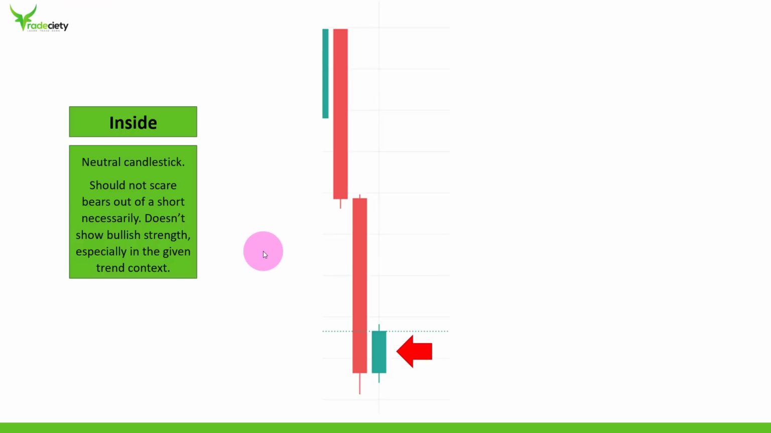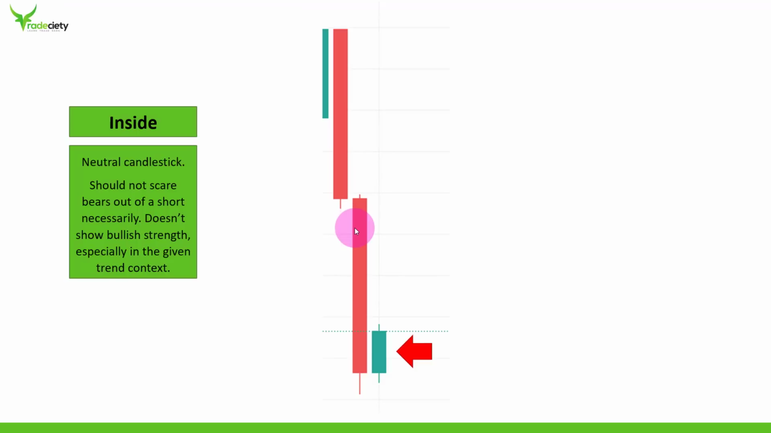The inside candlestick is a neutral candlestick. It doesn't show us a lot. However, I think it's still important that we cover it because a lot of traders have a wrong idea about what this candlestick could mean. Especially in this context, a lot of traders will probably be scared out of their trades.